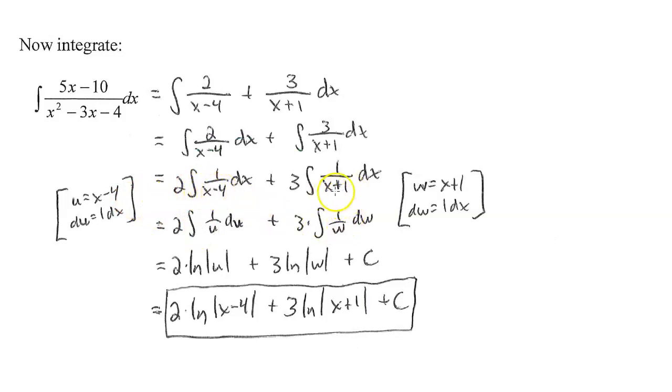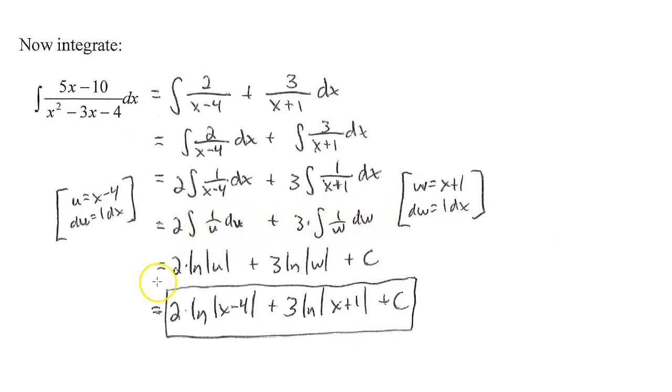And we could do another u substitution here, only let me just call it w because I don't want to confuse it with this u over here. We'll call it w equals x plus 1. So dw is 1 dx. And so what we end up getting is 2 times the integral of 1 over u du plus 3 times the integral of 1 over w dw.